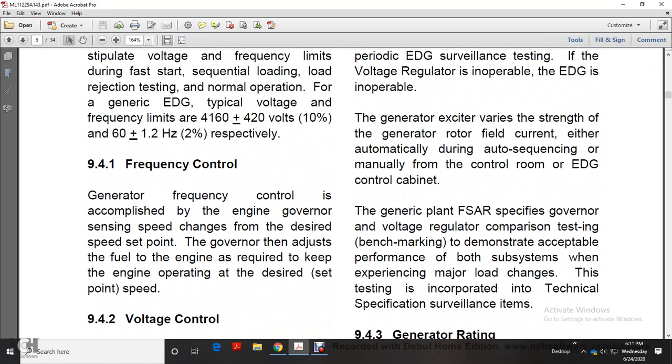The generator exciter varies in strength with the generator rotor field current, either automatically during auto sequencing or manually from the control room and the emergency diesel generator control panel.